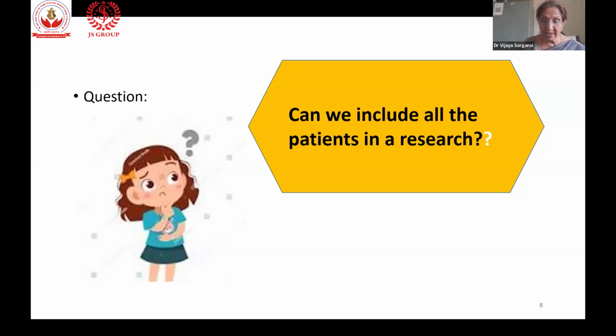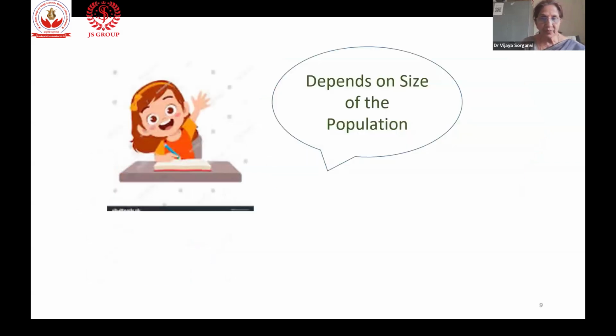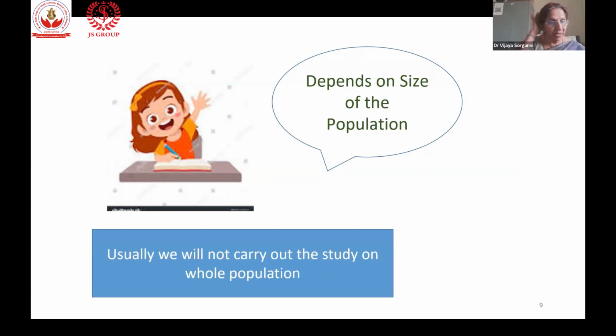So usually we take a sample for our study, for research. So sample size depends upon the size of the population. If the size of the population is very large, we go for a sample study. When it is very small, we take all subjects of the population without calculating the sample size, because we are not including a sample, so there is no question of calculating the size for the sample.